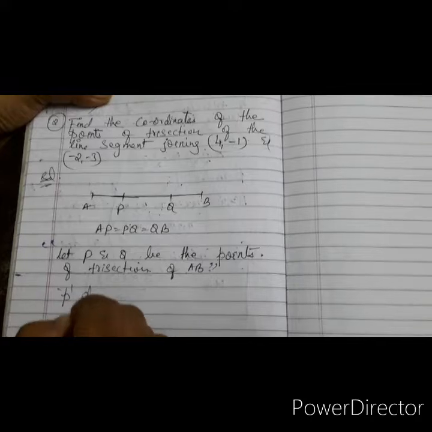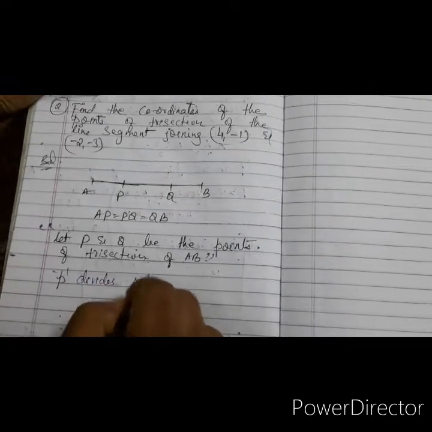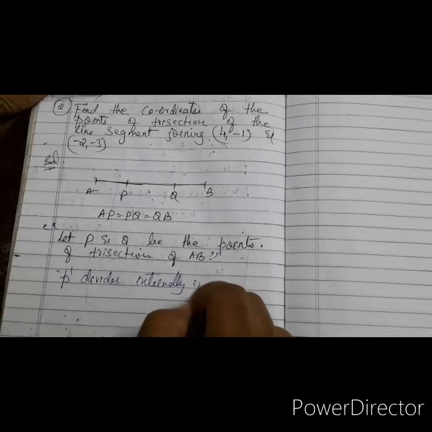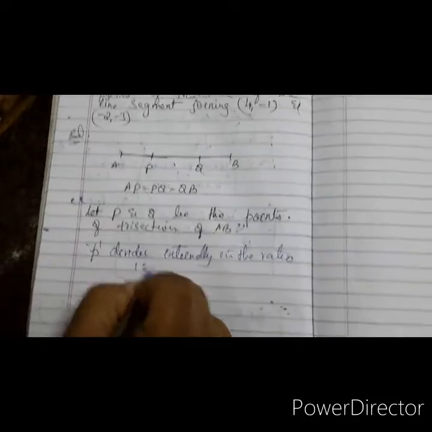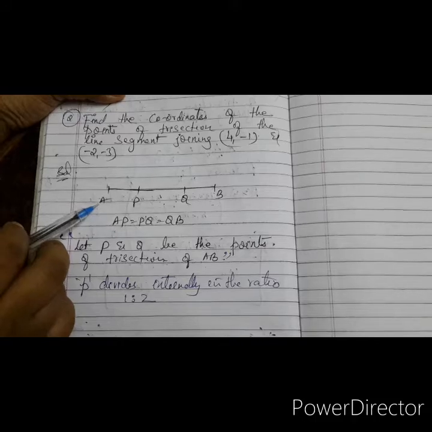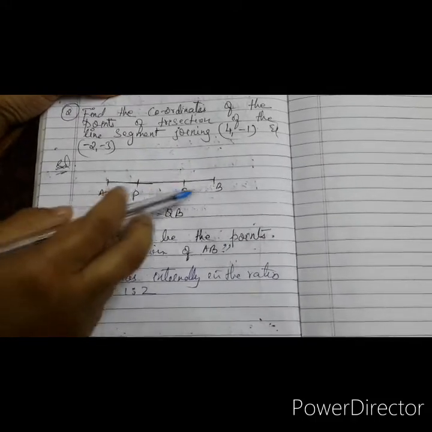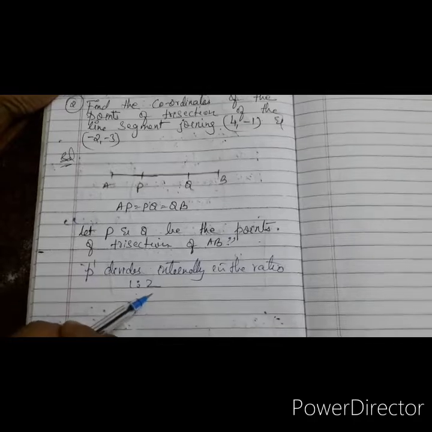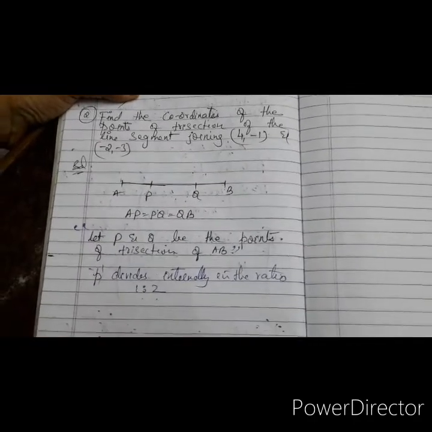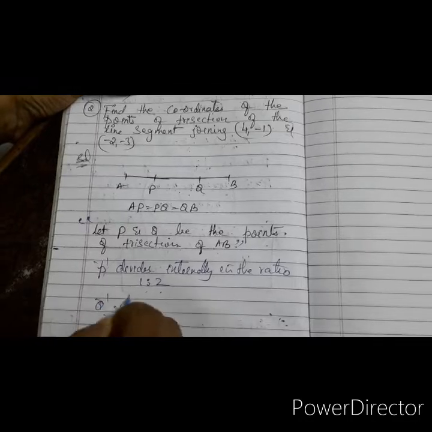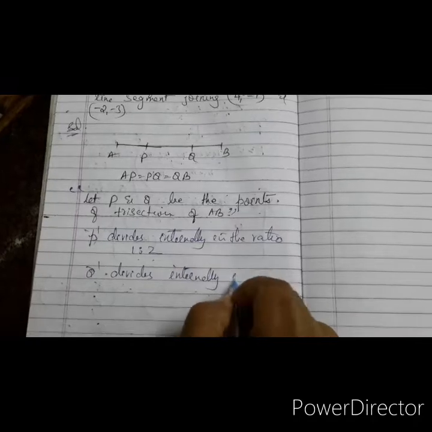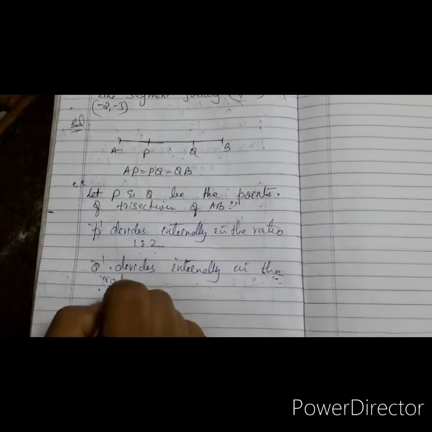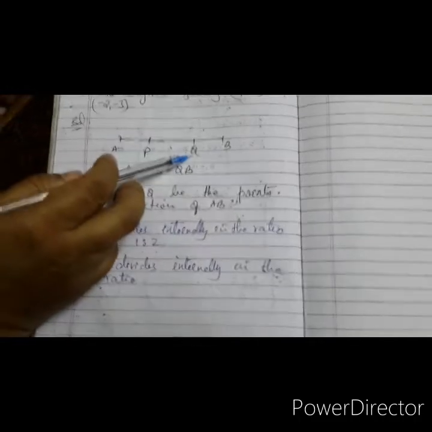P divides internally in the ratio 1:2. Why 1:2? See, when I am saying P internally, before P 1 point is there. That's why 1. After P, how many points are there? 2. So 1:2. Same like that, if Q divides, what will happen? Q divides internally in the ratio 2:1. How? See, this is Q.